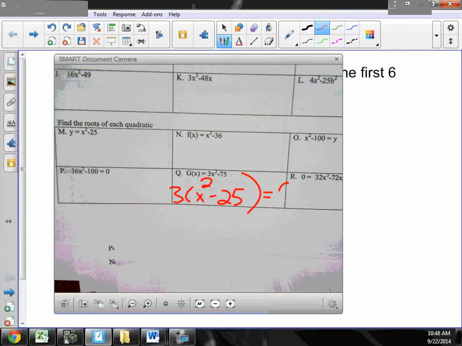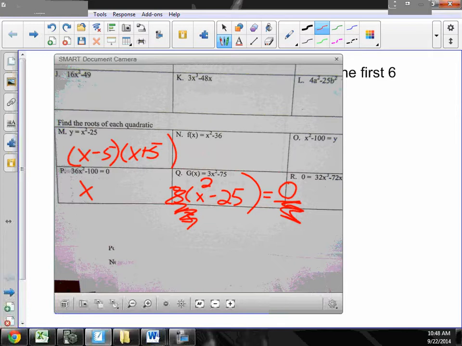So this equals 0. If I divide by 3, if you take nothing and you cut it into 3 pieces, how many pieces do you have? None. So these disappear, and now I just factor x squared minus 25, which is x minus 5, x plus 5, and that turned into roots looks like just plus or minus 5. So whenever you pull out a number and you're finding the roots, that number doesn't affect anything.